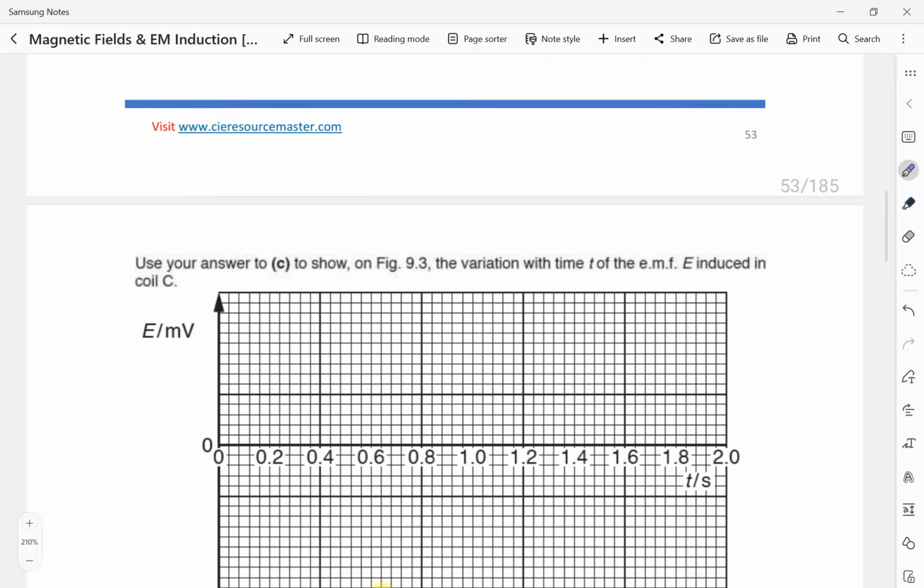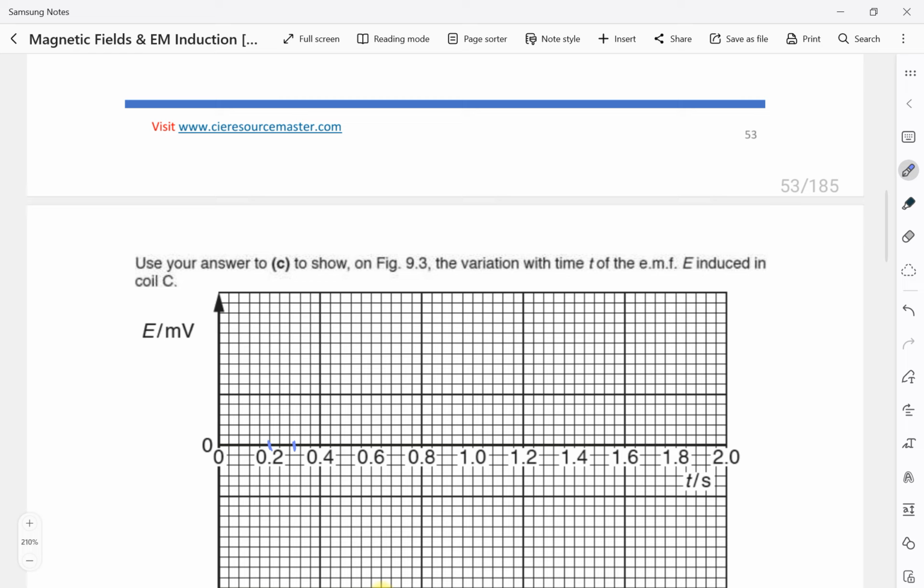So 0.3, I think 0.3 is here. 1, 2, 3, 4, 5. That is 0.1, 2, 3 here. The EMF 1, 2.5. The EMF was constant. I mean, the current was constant.